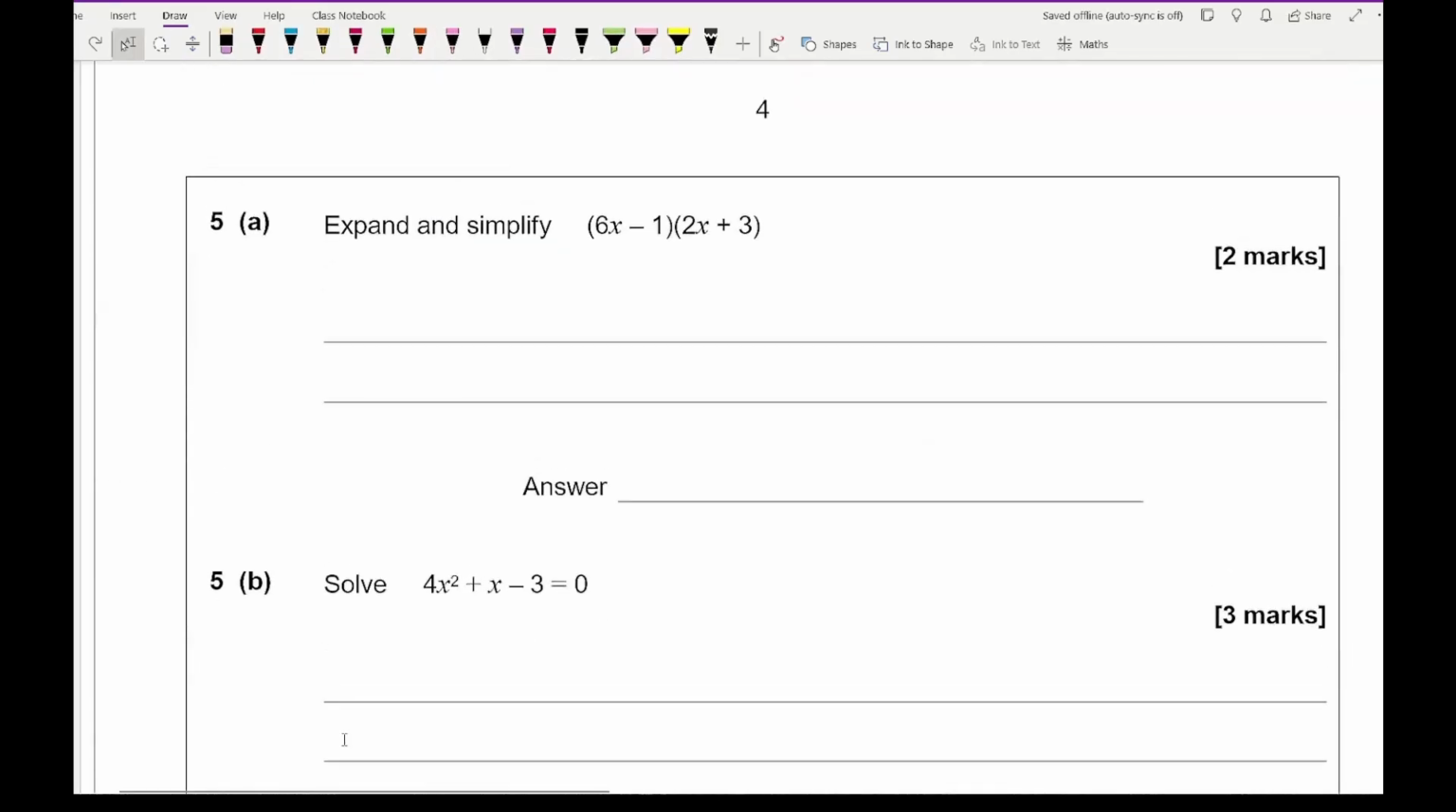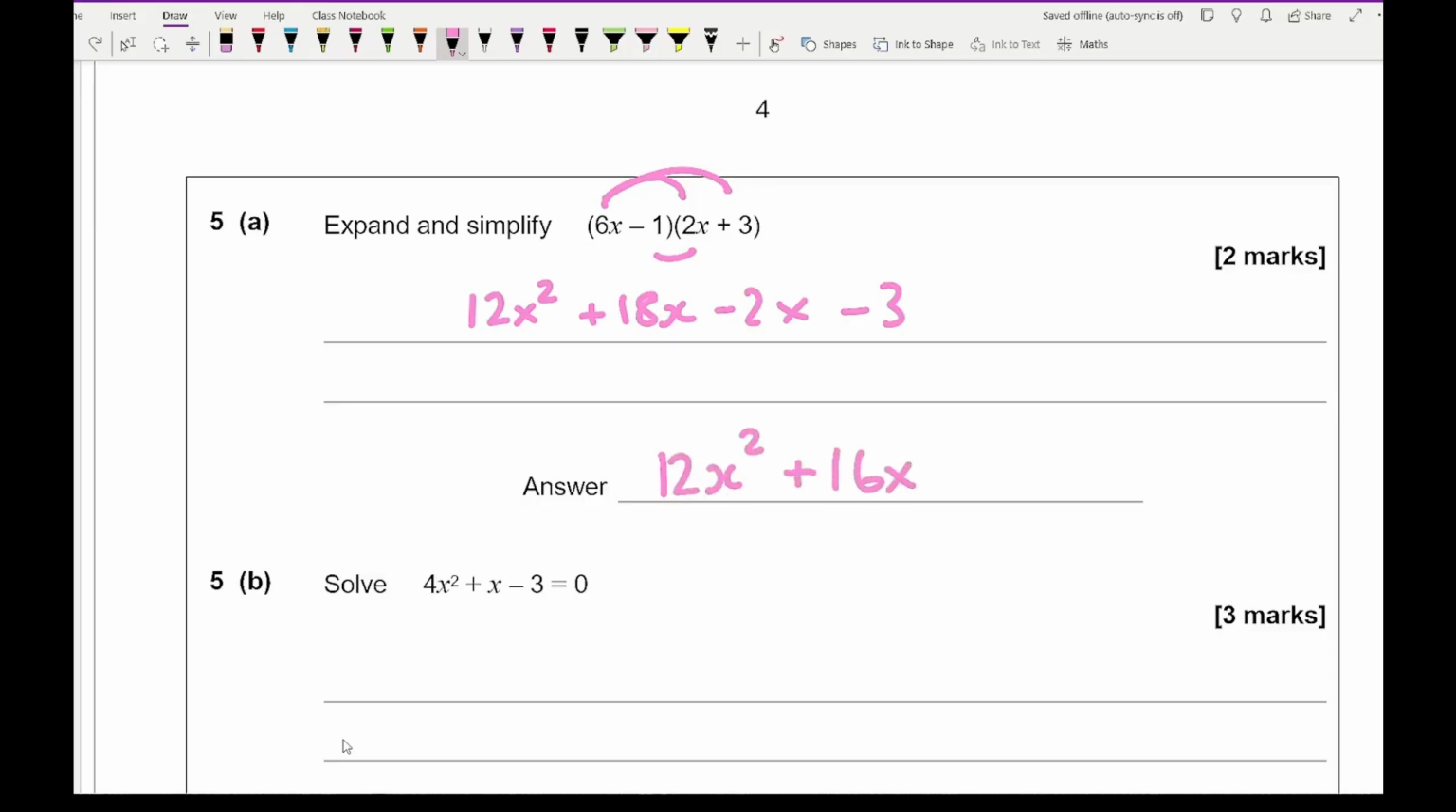Moving on to question 5, it says expand and simplify. And here I've got my double brackets. So again, whether you use a grid or using loops, it's entirely up to you, but we get 12x squared plus 18x minus 2x minus 3. And then if I neaten all that up, I get 12x squared plus 16x minus 3.